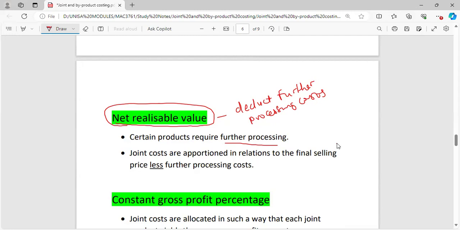It's still the same, but now your total is going to be your denominator, then your net realizable value of each product, multiplied by the joint cost. So that's basically how you allocate using the net realizable value: you look at the further processing cost, deduct it from the sales value, then you have your net realizable value, and you allocate based on that.